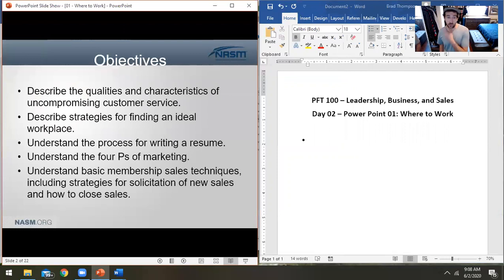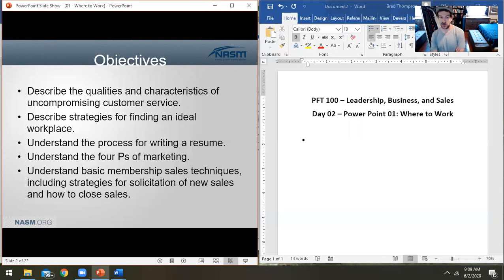So chapter 20, where to work, right? We want to be able to understand by the end of this chapter, not that I haven't introed you guys to death already, but here's a little bit more intro. Today we want to be able to describe the qualities of uncompromising customer service. That's something we're going to get to at the end of this course.